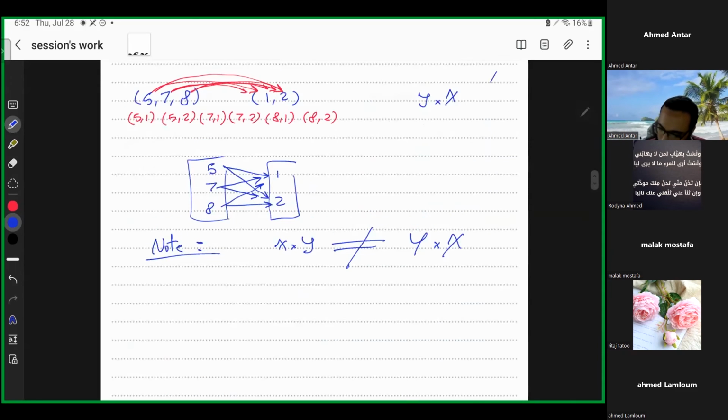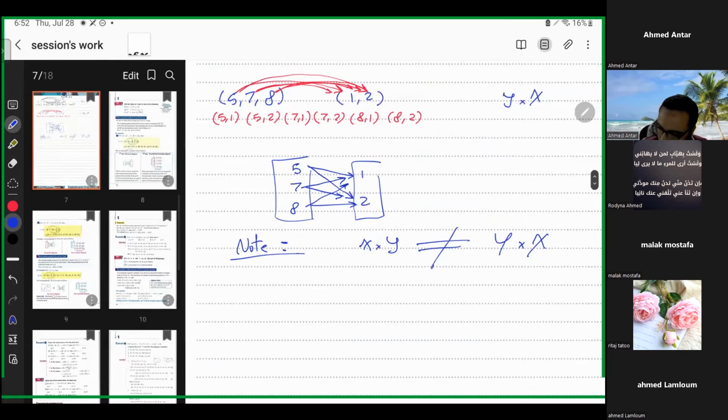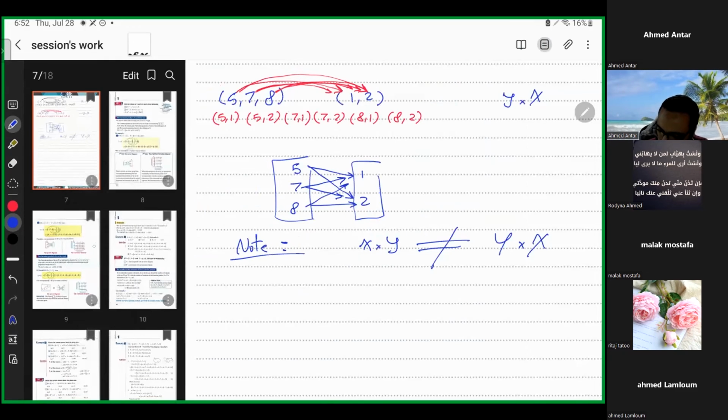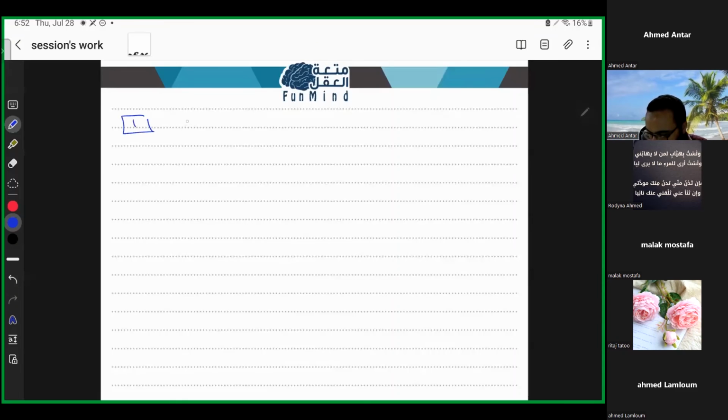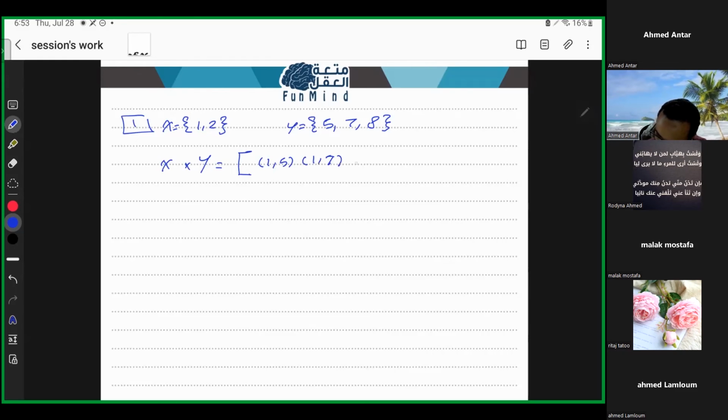So right now, the first way is to multiply two different sets like that, x and y. So x Cartesian y, we can do it in many ways. It will be 1 and 5, 1 and 7, 1 and 8, 2 5, 2 7, 2 8.